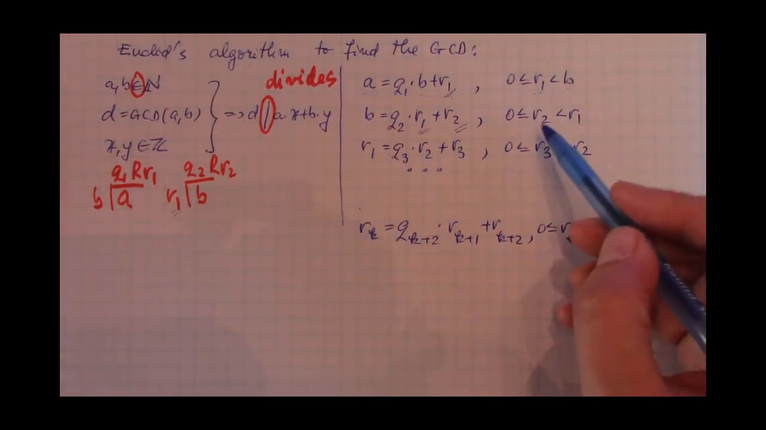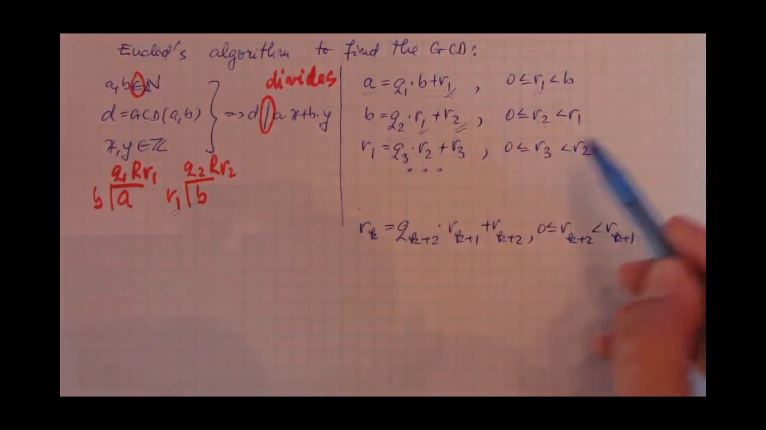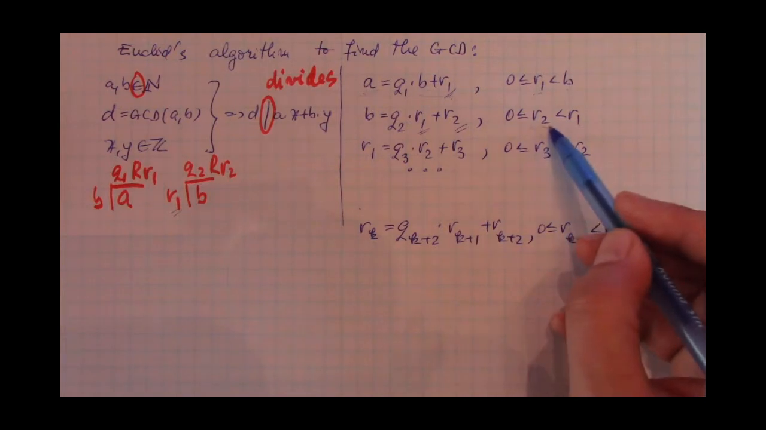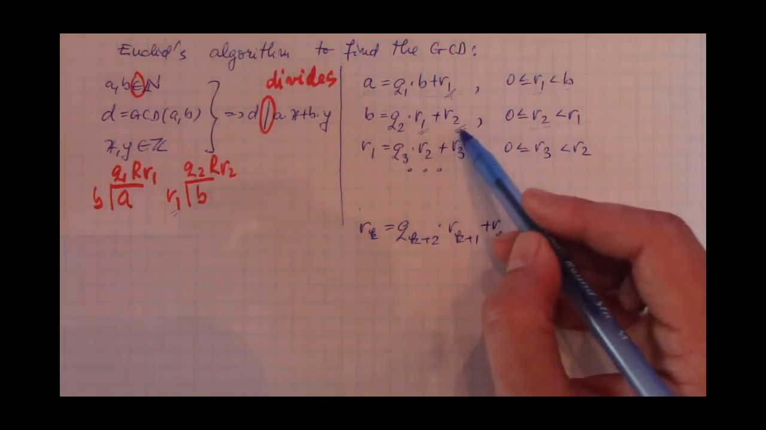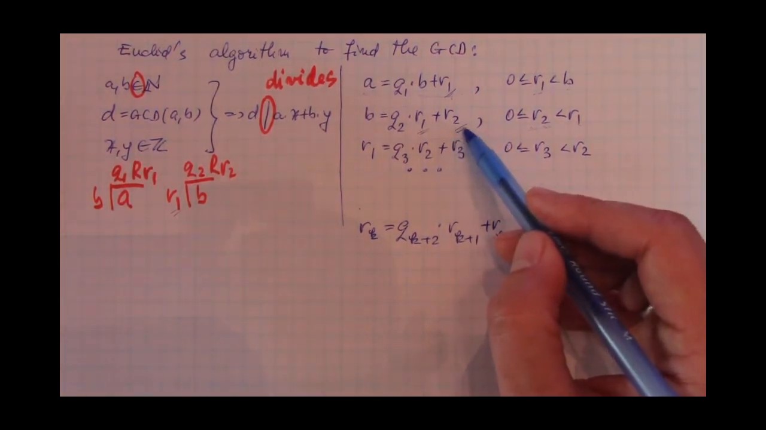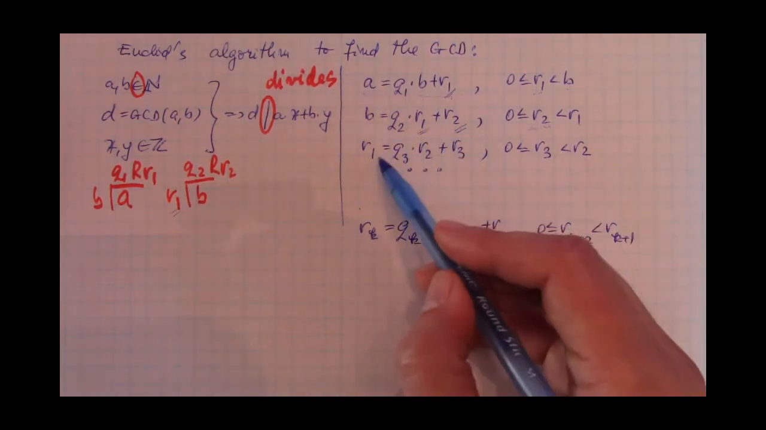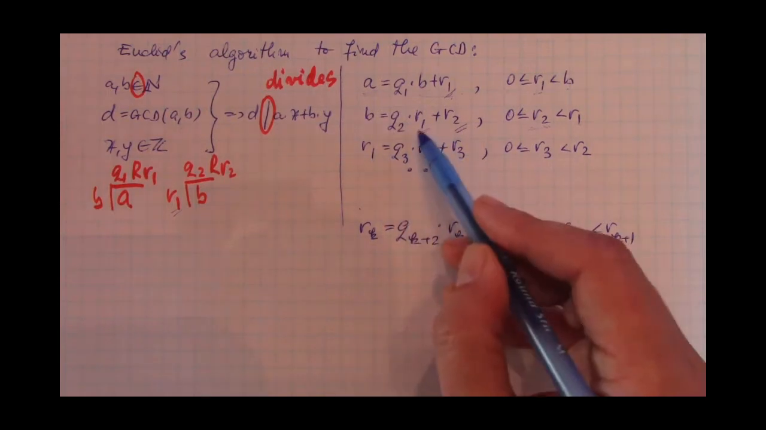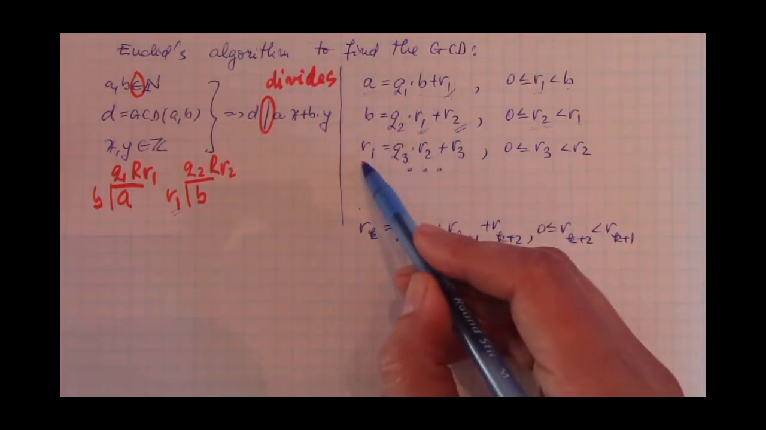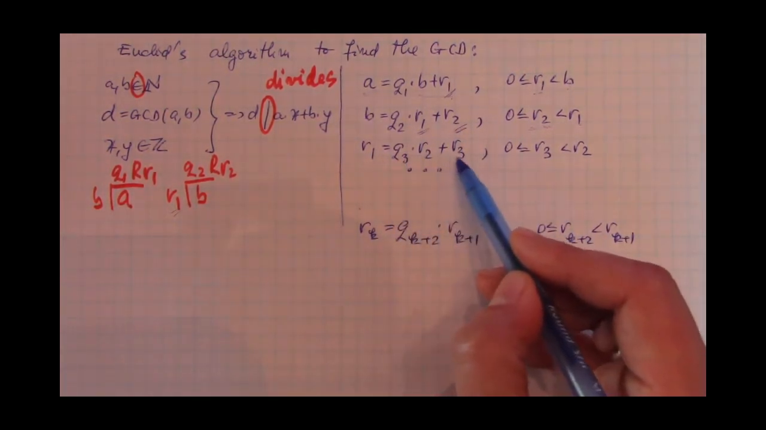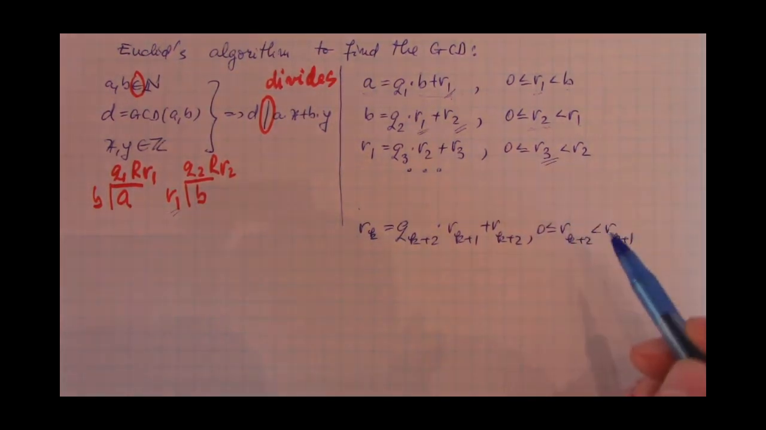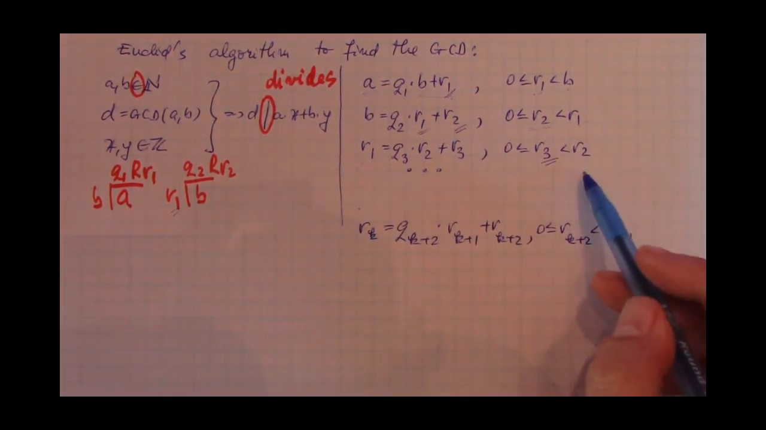And we keep doing so. As long as the latest remainder that we got is not 0, let's divide the previous remainder by the latest remainder. R1 divided by R2: R1 is equal to Q3 times R2 plus R3, where this latest remainder is less than the previous remainder.